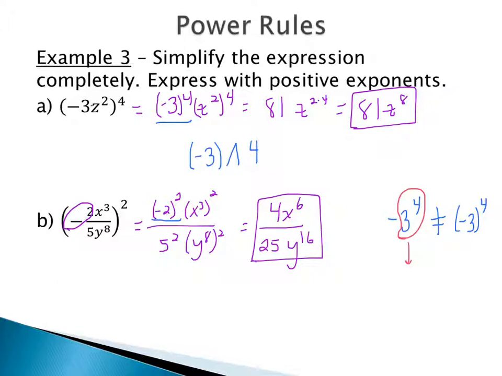Negative 3 to the fourth without the parentheses means by order of operations I'm doing my exponent first, which means that this would give me an 81, and then your answer would just be negative. Versus in parentheses negative 3 to the fourth, which means I'm raising negative 3 to the fourth, writing it out negative 3 times negative 3 times negative 3 times negative 3, which gets you that positive 81. So as a rule of thumb, just always use parentheses when you're dealing with negative numbers raised to an exponent to ensure that you get the right sign.